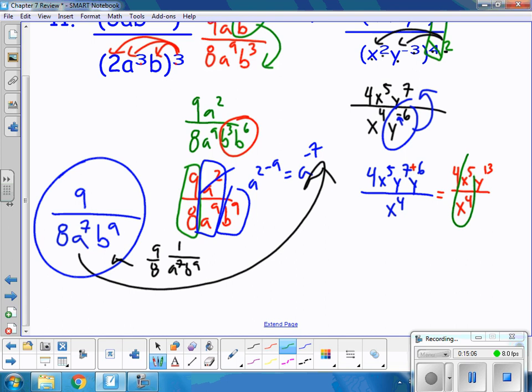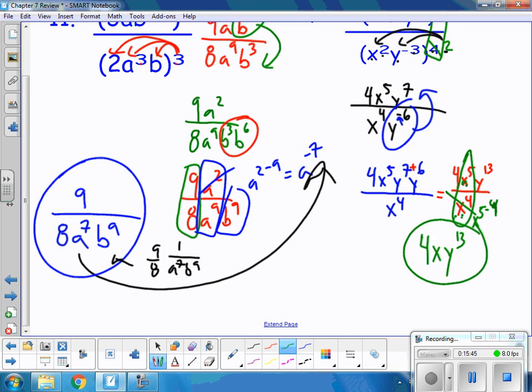These guys right here will do some simplifying to x to the 5th minus 4, because it's basically saying x times x times x times x times x over x times x times x times x. So we can do some cross simplifying on that one. Let's see what we end up with. So x to the 5th minus the 4, I'm left with 1x. So my denominator actually goes away. So I'm left with, simplified out, 4 times x, so that's what's left, times y to the 13th is my final answer. So for these problems here, the main thing is just paying attention to the details.